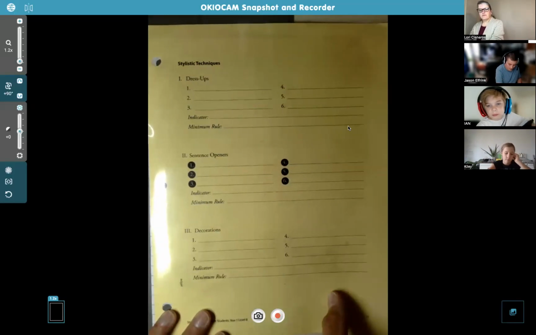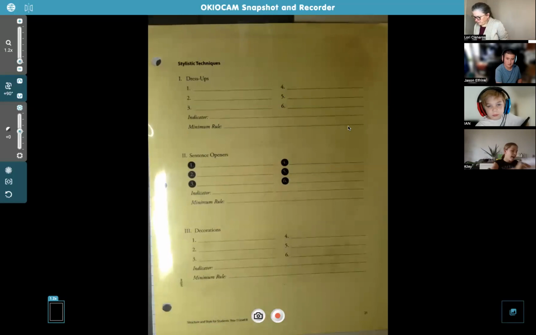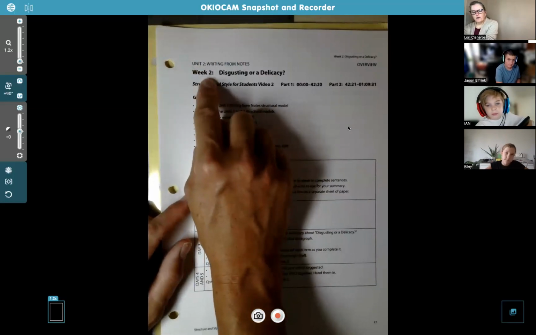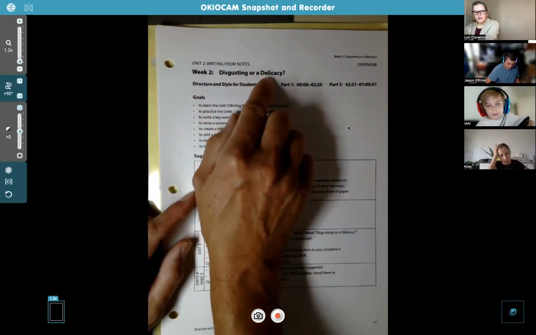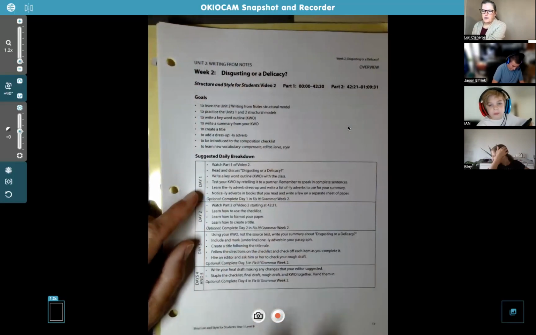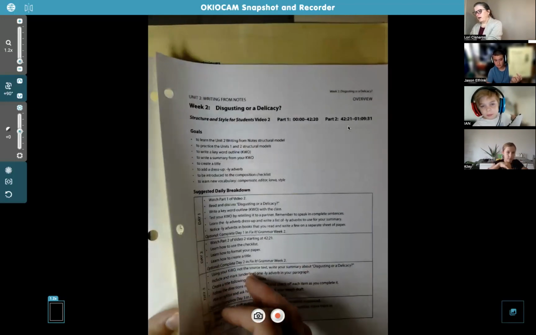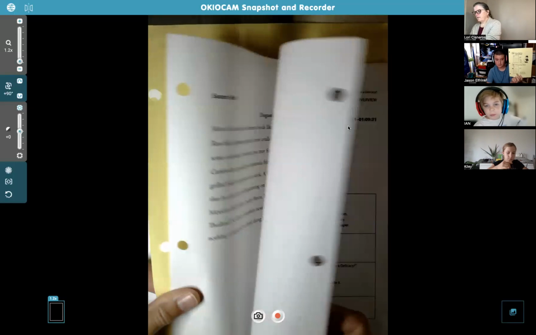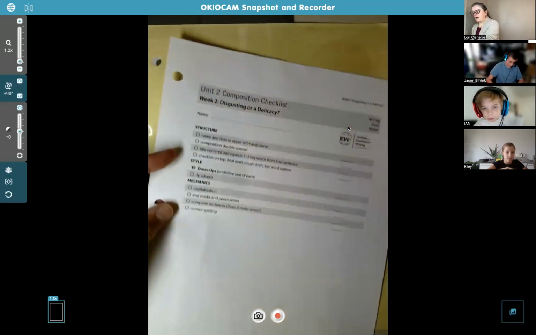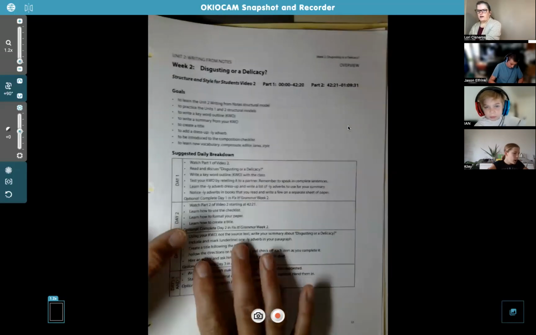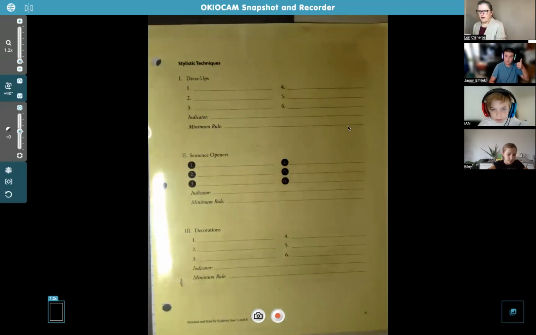Does the Unit 1 and Unit 2, another one, also go in the pocket? So actually, it's Unit 2, Week 2. This one, disgusting or a delicacy, all of this I want you to just keep out of the binder in front of you right now, okay? Because we're working on this right now. And then that yellow page as well, yes. Yep, that as well. And this page that looks like a checklist, I want you to have that out as well, okay? If you see week 3, don't get that one out yet, just week 2.